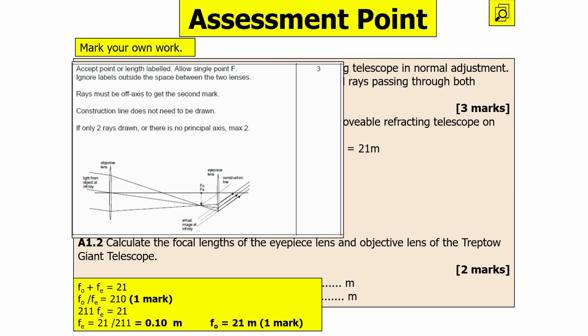We know FO plus FE is 21. So FO over FE is 210 from the information given. So you can say 211 FE equals 21. So FE is 0.10 meters, so therefore FO must be 21 meters to get that final value out.